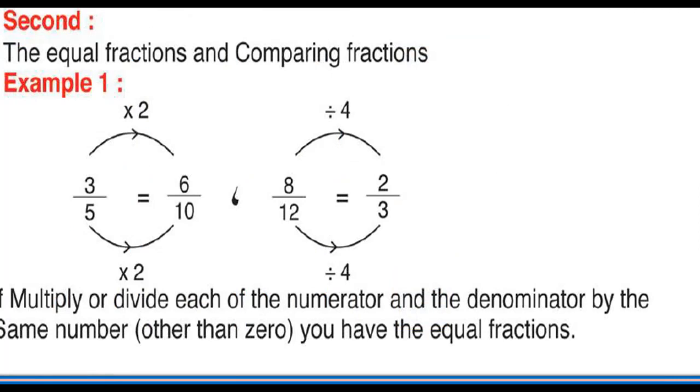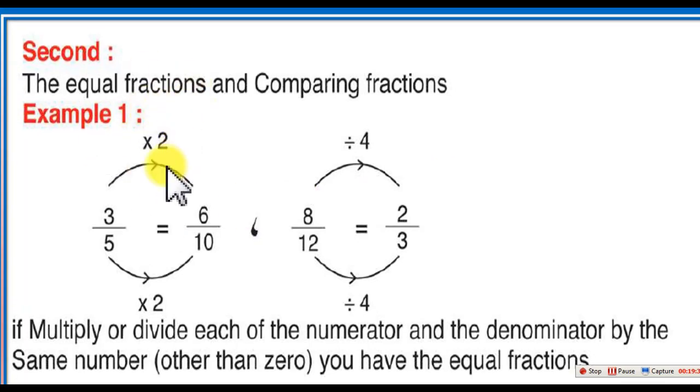Secondly, now we want to know what is the meaning of equal fractions and how can we compare between fractions. It's so easy to get equal fractions by multiplying or dividing each of the numerator and the denominator by the same number other than 0. Don't multiply by 0 or divide by 0. You have the equal fractions. If you multiply or divide each of the numerator and the denominator by the same number except 0, you have the equal fractions.